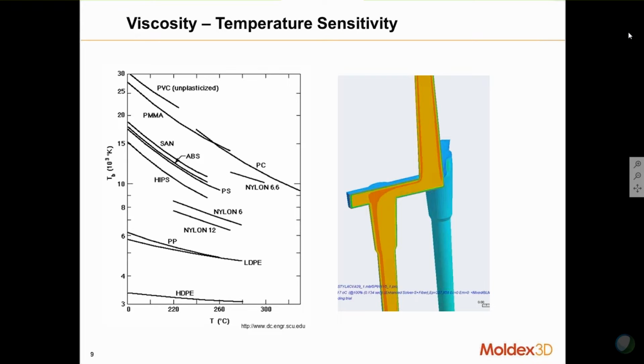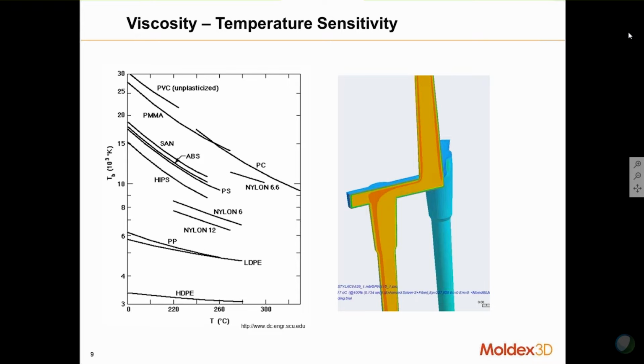Okay, the temperature, of course, has a very important effect on the viscosity. What you are looking at here on the left-hand side is the plot of the sensitivity of the viscosities as a function of temperature. So TB is the sensitivity factor. The steeper the slope, the more sensitive the material's viscosity is to a change in temperature. If we look at PMMA or PC, these are materials for optical applications. We all know that these materials are very sensitive to slight perturbations in their temperature.